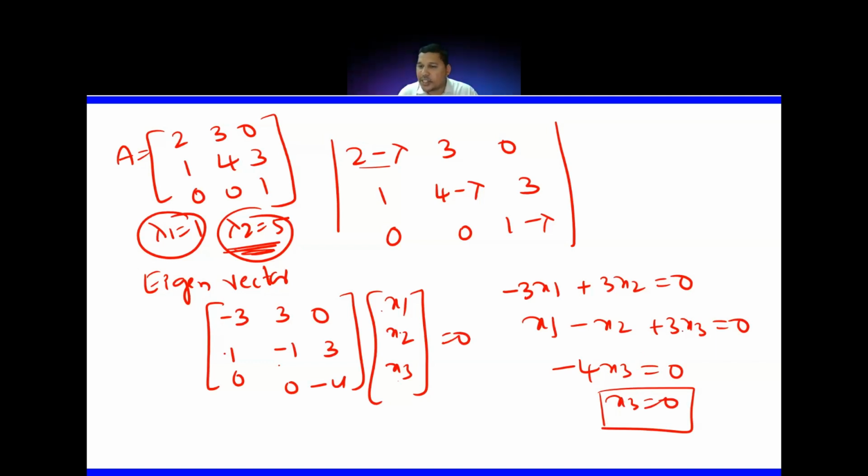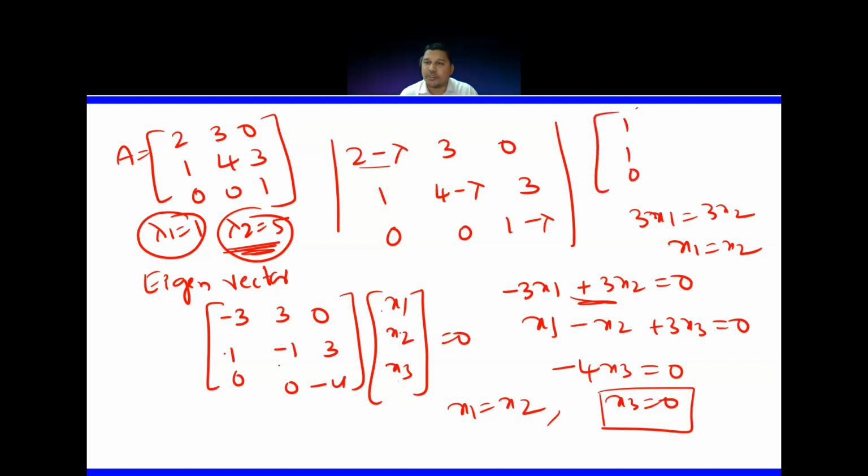Then if you substitute x3 as 0, x1 becomes x2. Here also you can solve this: 3x1 equal to 3x2, therefore x1 equal to x2. If you take the x1 value as 1, the vector becomes 1, 1, 0. Simple. Yes, we got the right values. The eigenvector for the corresponding eigenvalue lambda 2 equal to 5 is 1, 1, 0. I hope it's clear.